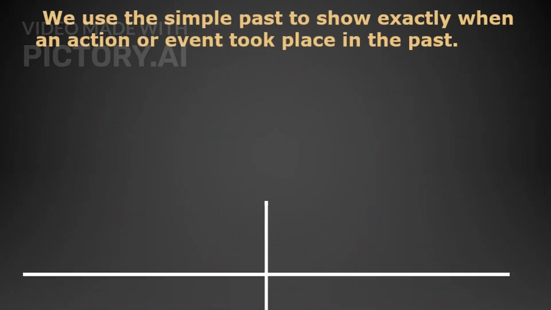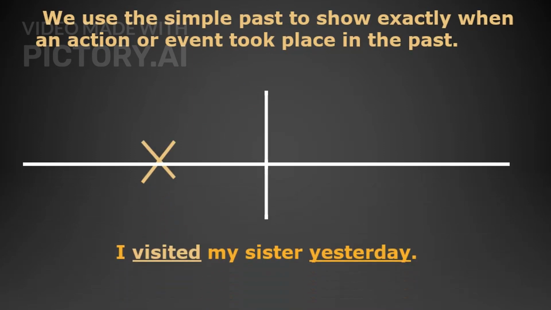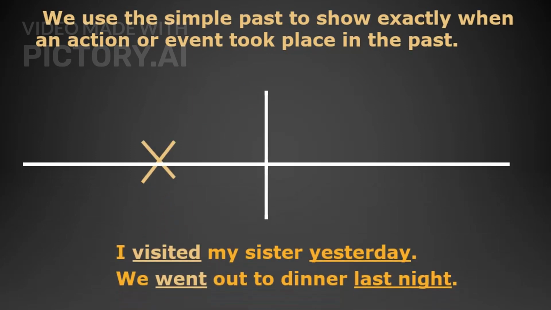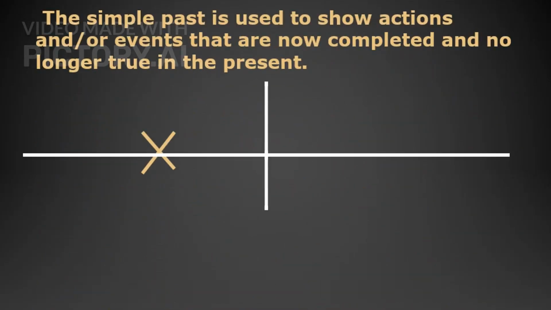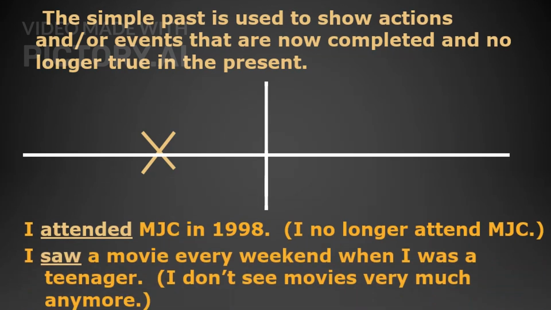The simple past tense indicates when an action or event occurred in the past, like, I visited my sister yesterday. It shows completed actions. This tense is used for actions that were completed and are no longer true, such as, I attended MJC in 1998. It reflects past habits or events.